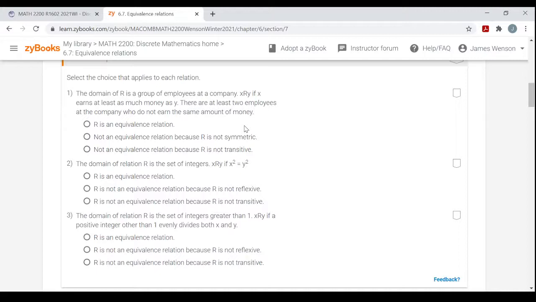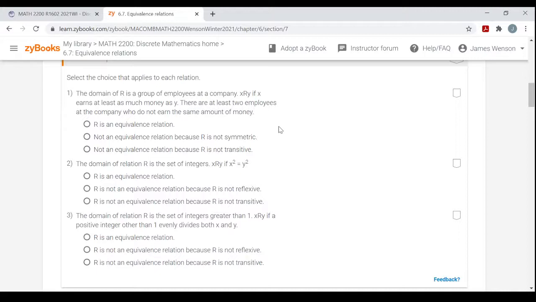All right. So first off, is it reflexive? Does every employee make at least as much money as themselves? Yeah, it's equal. You make the same amount of money as yourself, so you're definitely making at least as much money as yourself. So it's reflexive.